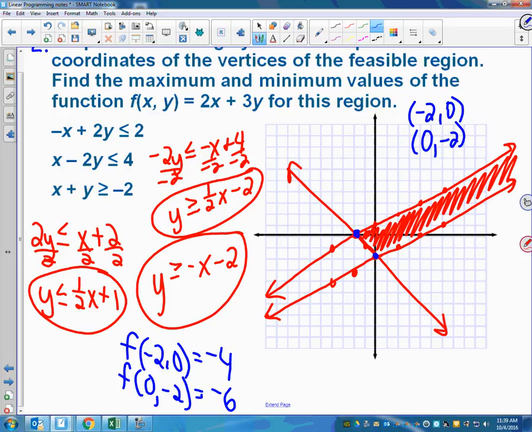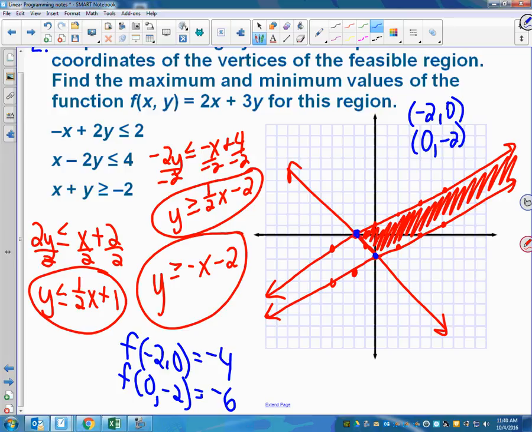Do you think that I'm going to get a minimum out of this or a maximum out of this? It's unbounded, so I can't get both. I can only get one or the other, because when it's unbounded, you're only going to get either a smallest point or a biggest point. What do you think?